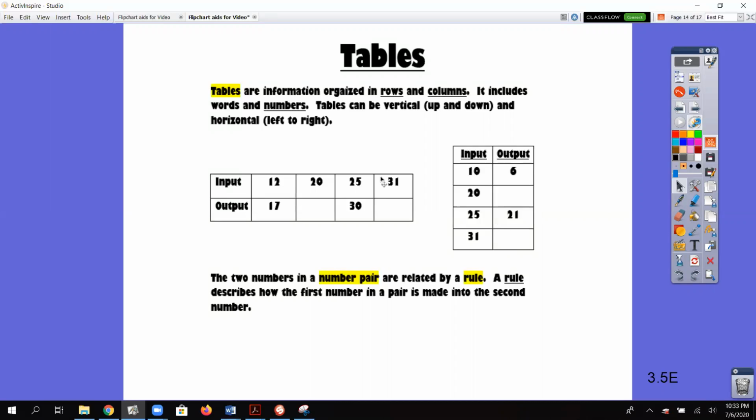But they represent the same information. You'll just see them either horizontally or vertically. Okay? The two numbers in a number pair are related by a rule. A rule describes how the first number in a pair is made into the second number.